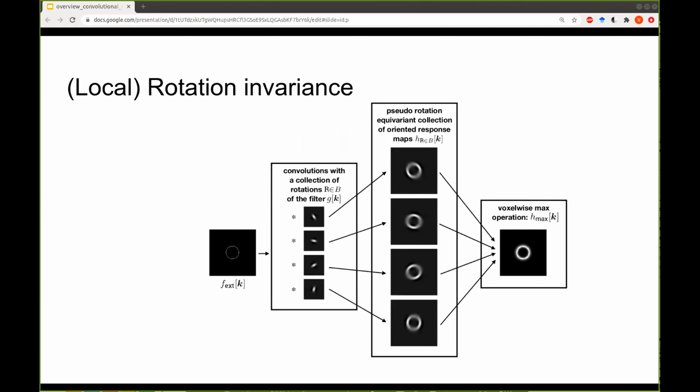To obtain rotation invariance, we can convolve the image with a collection of rotated filters. Here we convolve the input with 4 rotated versions of the same filter. We obtain 4 pseudo rotation equivariant response maps, and we apply a voxel-wise pooling across these response maps to obtain a pseudo rotation invariant response.